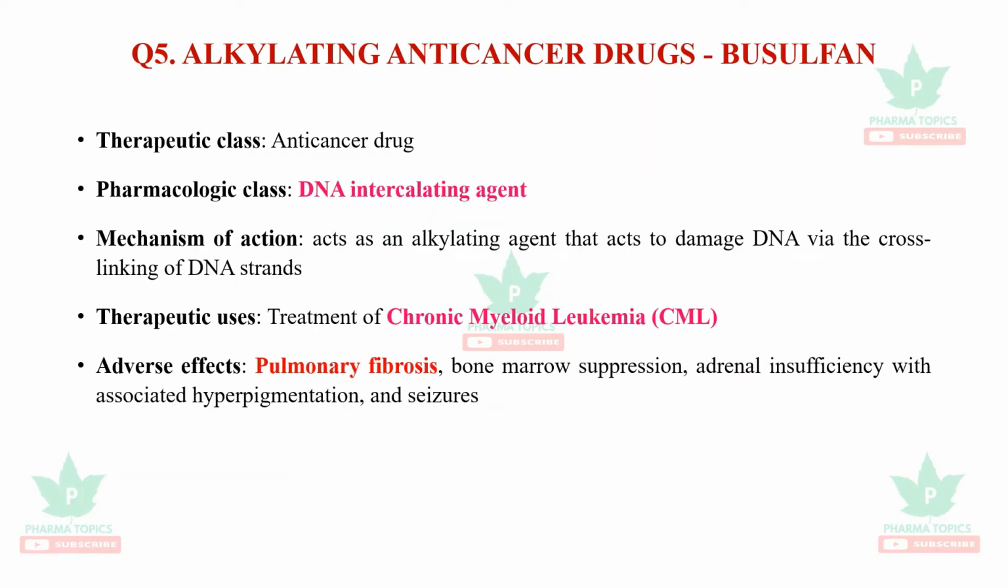Question number 5 is busulfan. A short note on busulfan. It's a DNA intercalating agent or alkylating agent, anti-cancer drug. It alkylates the DNA and damages it by cross-linking the DNA strands. It is used in treatment of chronic myeloid leukemia. The adverse effects include pulmonary fibrosis, bone marrow depression, adrenal insufficiency and seizures.